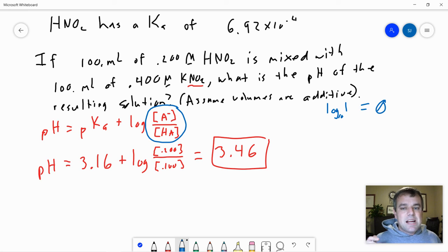In other words, at maximum buffering capacity, anytime you have equal amounts of a conjugate acid-base pair, the pH of the solution equals the pKa. And in this case, since we have more base than acid, bases have higher pHs, our pH should be higher than the pKa, and 3.46 is definitively higher than 3.16.